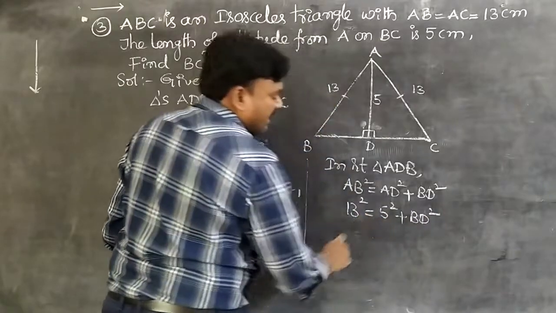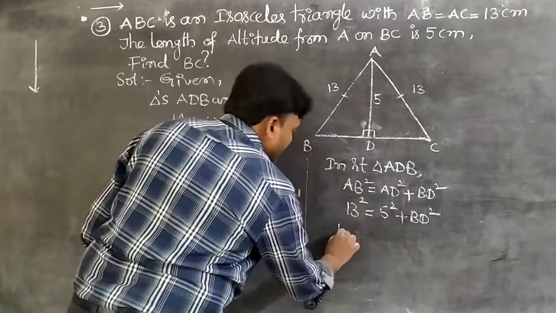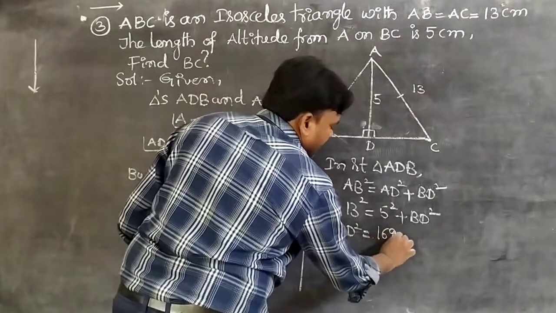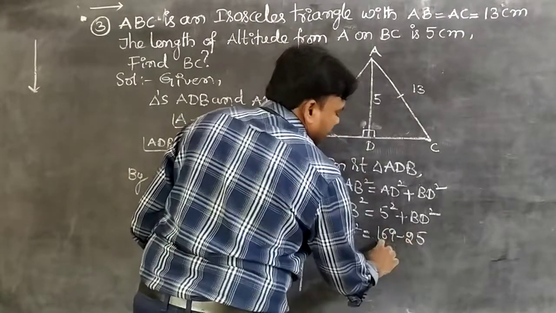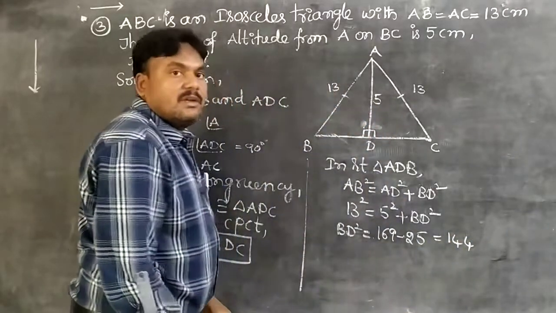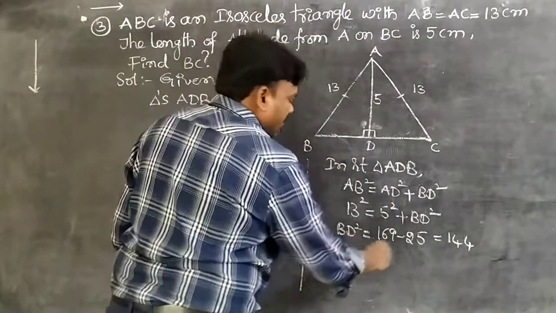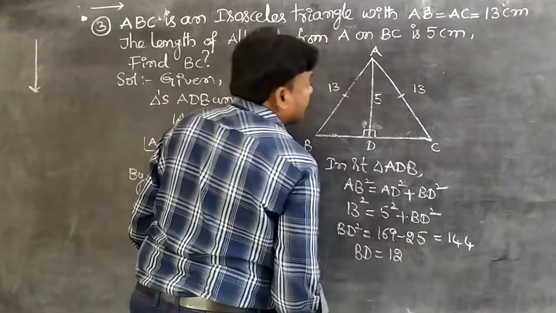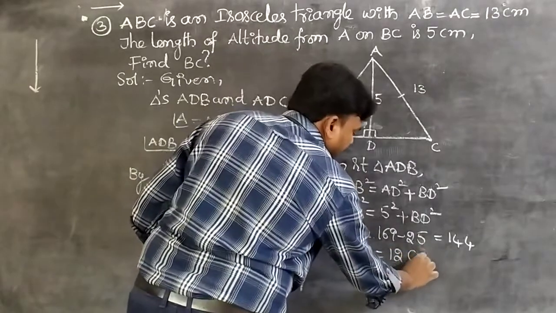Transfer plus 5 square to the left side, it becomes minus. Therefore, BD square equals 13 square, which is 169, minus 25. 169 minus 25 is nothing but 144. So BD square equals 144. Then BD equals 12 centimeters.